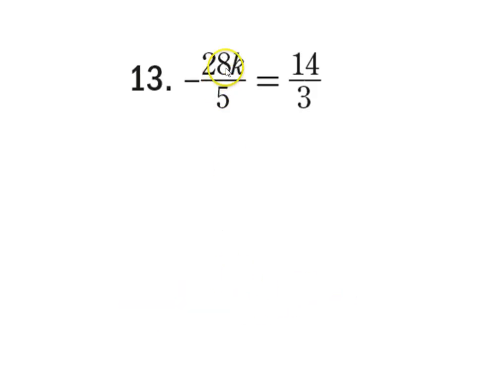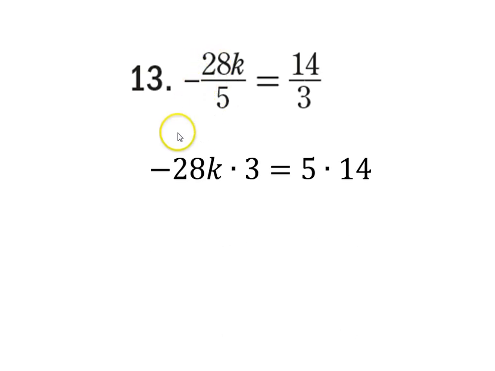And one more, we have negative 28k over 5 equals 14 over 3, and here we are asked to solve for k. We have a proportion. The protocol for solving proportions is cross-multiplying. It's kind of the relationship between two ratios that are equal. So I'm going to cross-multiply, and I'm going to attach this negative sign to the 28k. I'm going to get negative 28k times 3, multiplying these two, and this should be equal to 5 times 14, multiplying these two.